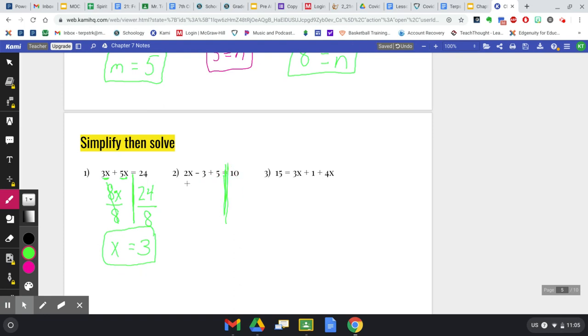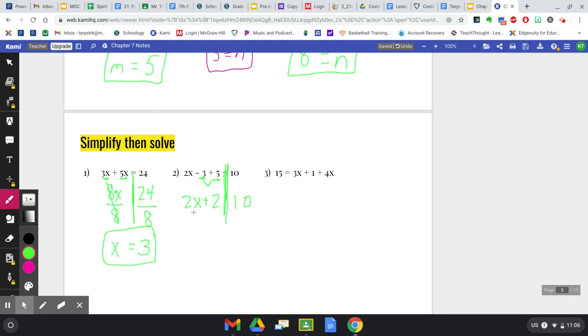Number 2, so I have 2x minus 3 plus 5. So my like terms are minus 3 and plus 5. So if I combine those, negative 3, positive 5, that's going to be plus 2. Oop, not 18, that's equal to 10. I didn't do anything on that side.